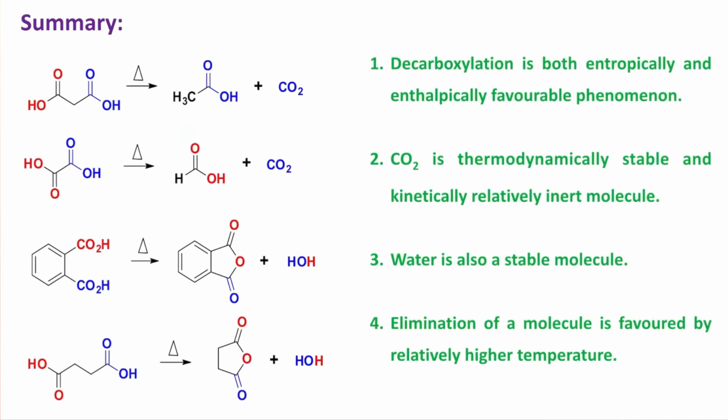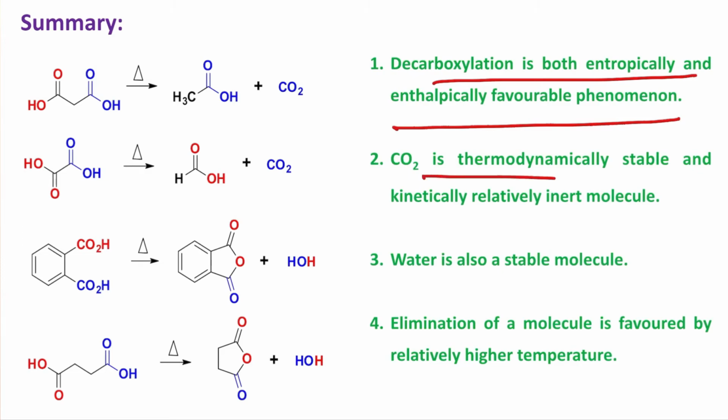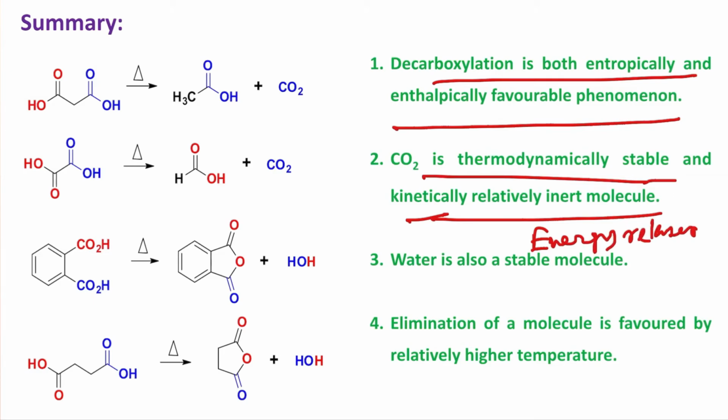Now a quick recall, in summary: decarboxylation is both entropically and enthalpically favorable. Why? Because carbon dioxide is a thermodynamically stable and kinetically very inert molecule. Since it is thermodynamically stable and kinetically inert, a huge amount of energy is released while CO2 forms. Point number 1.